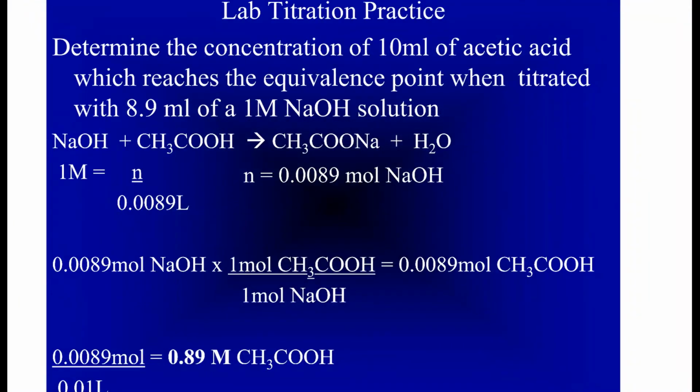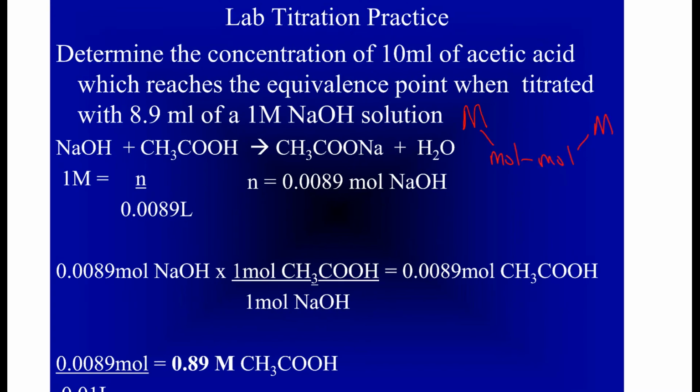So here's a little titration practice. It says determine the concentration of 10 milliliters of acetic acid, which is the weak acid of vinegar, which reaches the equivalence point when titrated with 8.9 milliliters of a 1 molar NaOH solution. So basically you have 10 milliliters of your acid, you add sodium hydroxide, your strong base, to it until it reaches the equivalence point, and it took 8.9 milliliters of sodium hydroxide.